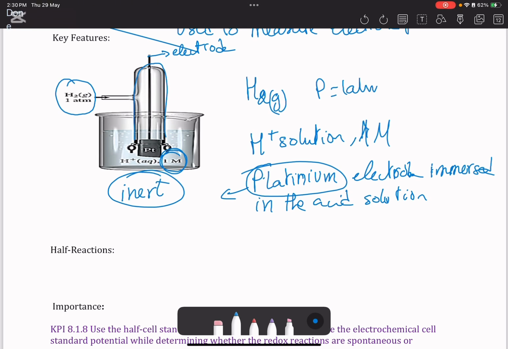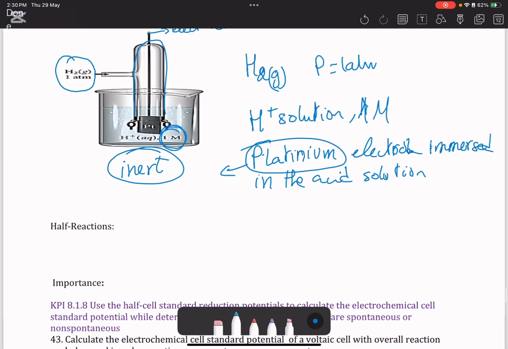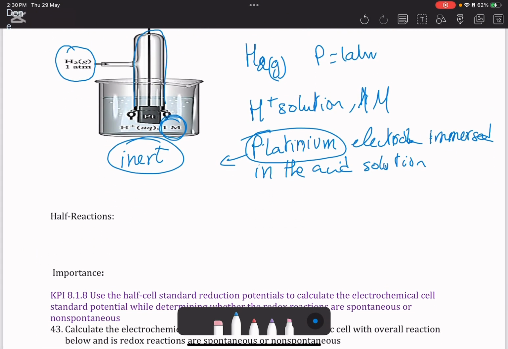Okay, so now this hydrogen electrode can operate as oxidation, or it can be at the anode and it can be at the cathode, depending on what is the other half cell with it. So whether it is oxidation, it's going to be like that.